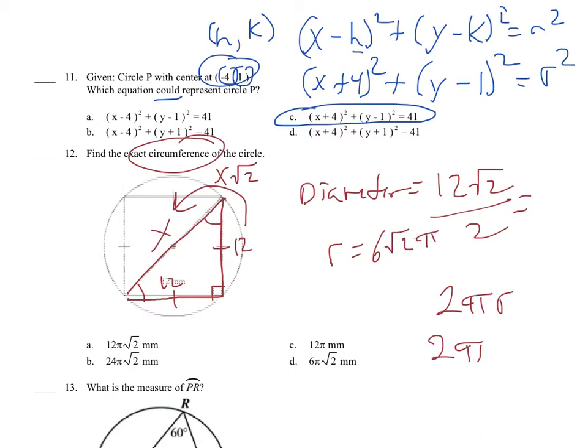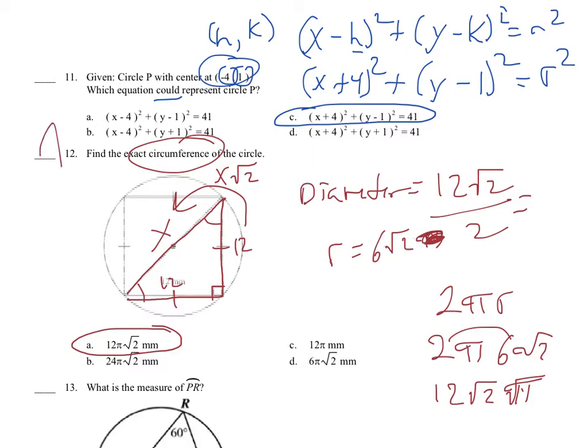So 2 pi times 6 radical 2, not pi. We actually end up multiplying 2 times 6, which is 12 radical 2 pi. Goodness gracious. It should be a pi symbol. The only one that looks like that, where they have it with the radical after the pi, which is the same thing because you're multiplying all these numbers together. But our answer there is A.